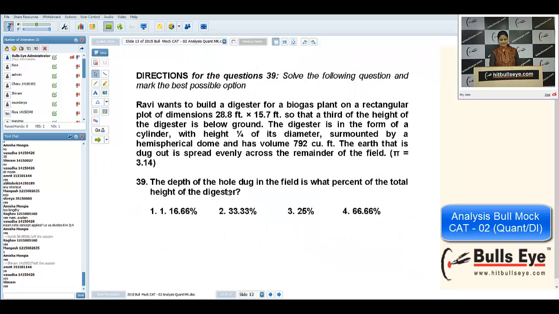Now question number 39. Many of the students have marked the second option, obviously, which is not the answer. What is the answer in this case? It will be the third. It was a bluff. Okay, any problem in this question?